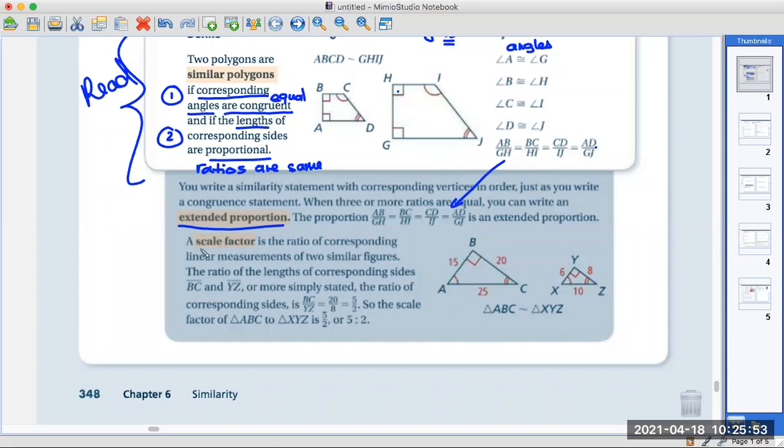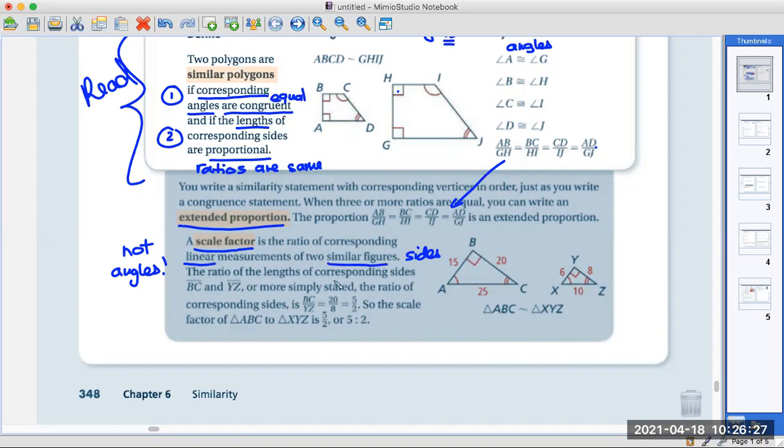And now it's talking about a scale factor. A scale factor is the ratio of corresponding linear measurements, so it's side lengths. We're not talking about angles, so you always keep it straight: are we talking about angles or sides? Scale factor is always talking about the sides because linear measurements mean sides, of 2 similar figures. So the figures have to be similar for the scale factor to be true.